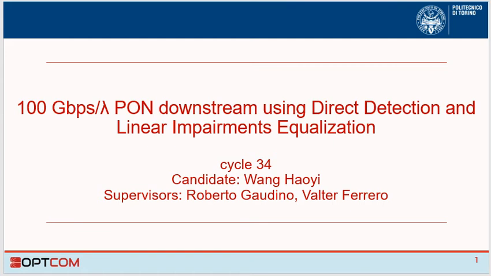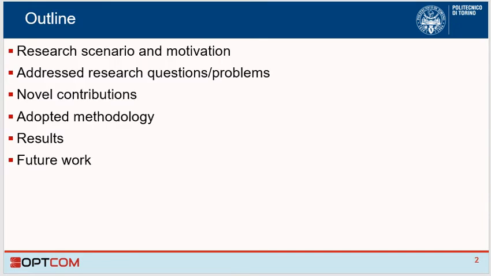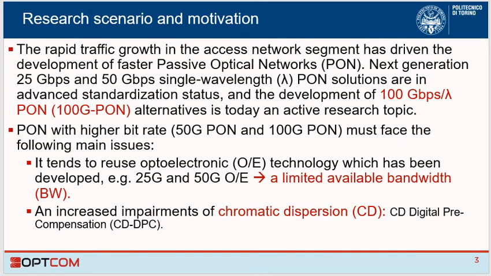The title is 100 gigabit per second PON downstream using direct detection and linear equalization. Here is the outline of my presentation. I'm now working in optical access, and in a specific architecture, passive optical networks.